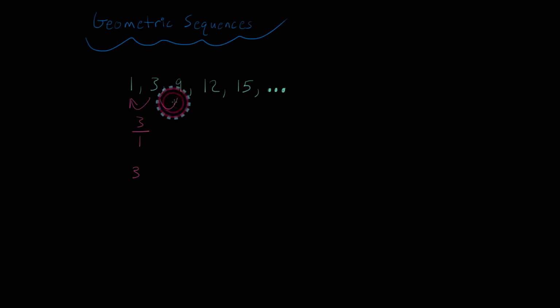And then let's see, our next ratio here is 9 over 3. So far it looks like we're going to have a common ratio because, well, so far I have 3 and 3, but you can't just stop after the first two terms in the sequence. You should follow through the entire sequence. So now I'm going to take 12 and divide by 9, so 12 over 9.